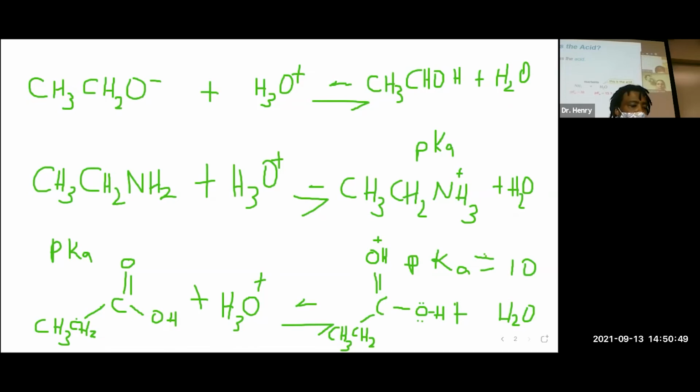Hydrochloric acid. Okay. Yeah, it has a negative value for the pKa. We know that it is a very, very strong acid, right? So we know that hydrochloric acid is a very strong acid because it has a negative value, negative 7 value. It's much less than 1.